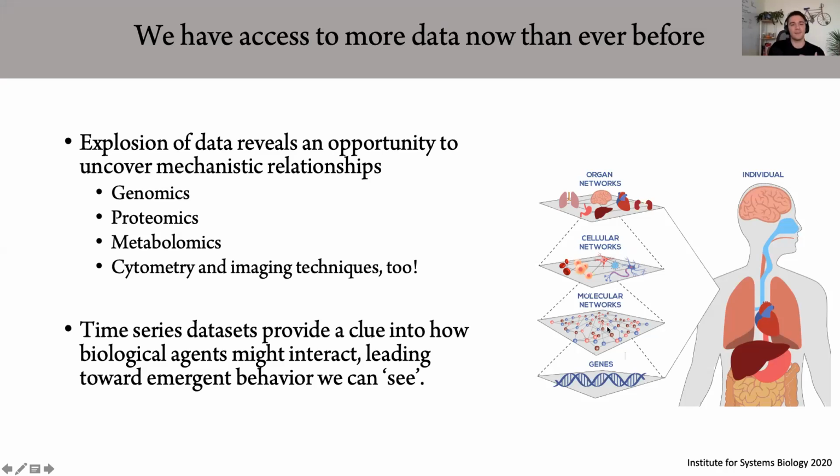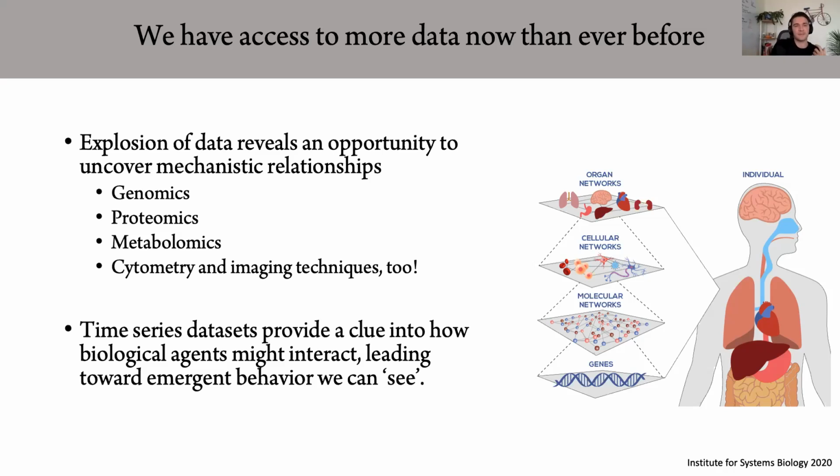And so these new data sets that we're starting to get access to, and that we now have the privilege of accessing, really give us a sense and provide a clue of how these biological agents might be interacting across these different scales, leading towards emergent behavior that we can see. For example, we might be able to see an individual responding positively to chemotherapy, but now we've got access to data sets that might lend a clue on how different cells are interacting across time. And it's important to note that these aren't static time points. These data sets are now time series data sets that really help us get this fundamental understanding of what's happening.